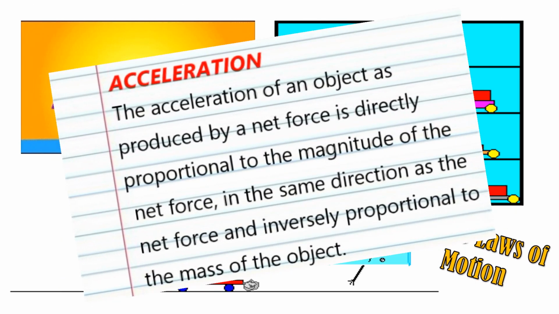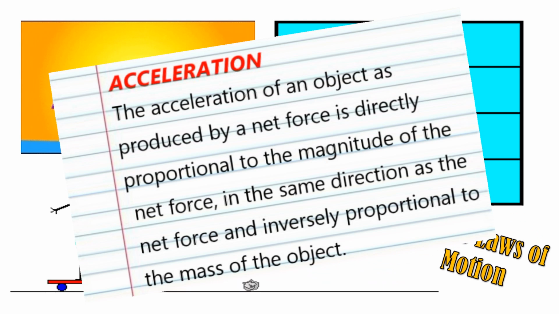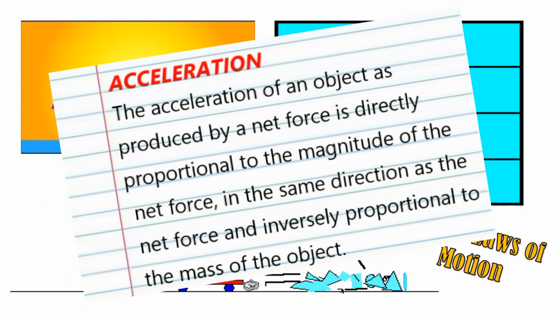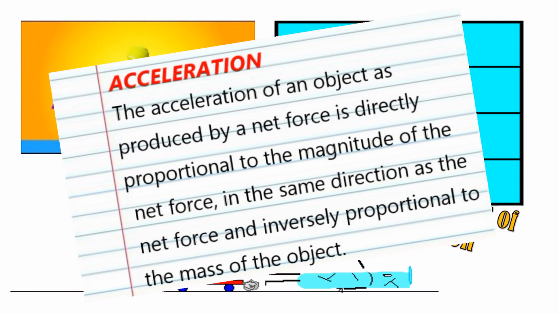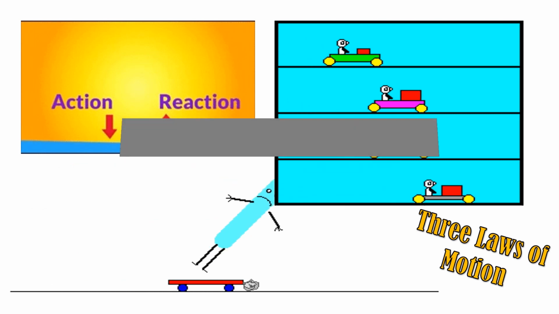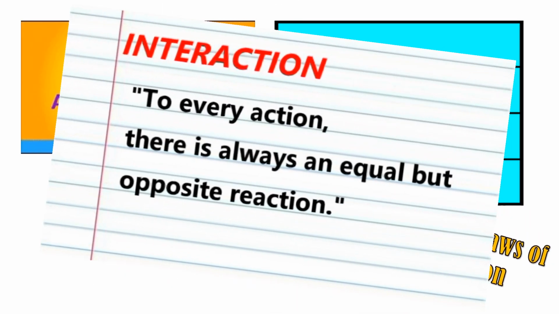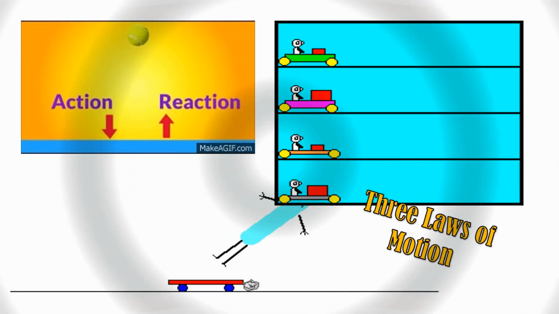Law of acceleration. The acceleration of an object as produced by a net force is directly proportional to the magnitude of the net force, in the same direction as the net force, and inversely proportional to the mass of the object. Law of interaction. For every action, there is an equal but opposite reaction.